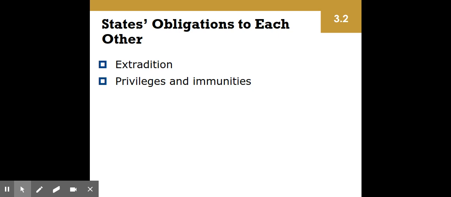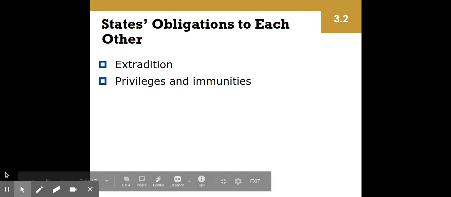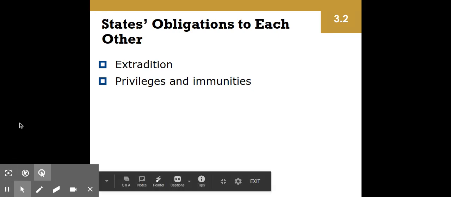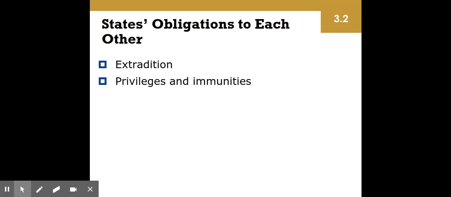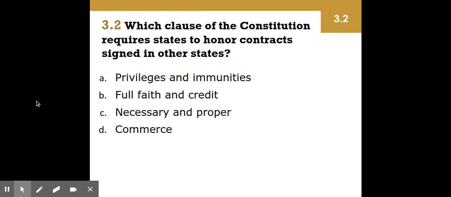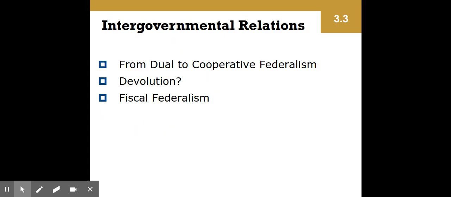And then, of course, there are certain privileges and immunities that each state has. These are basically things that all citizens are entitled to. So if you're traveling to another state, you don't have a special set of laws that just applies to you. So which clause of the Constitution requires states to honor contracts signed in other states? That would be full faith and credit.